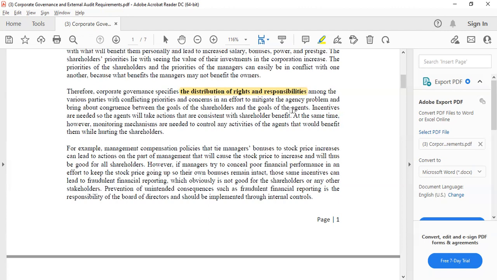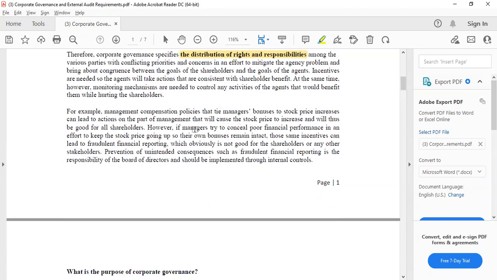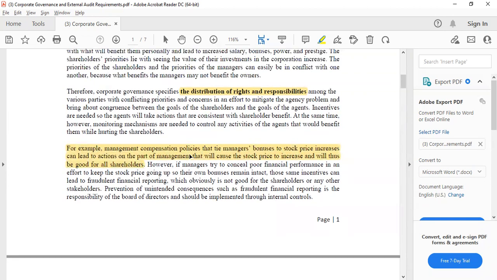For example, another example, management compensation policies that tie managers' bonuses to stock price increases can lead to actions on the part of management that will cause the stock price to increase and will thus be good to all shareholders. So this type of policy that I have mentioned is a good implementation of corporate governance, because in this case, the priorities of the managers and the priorities of the owners or shareholders are now in line with each other.